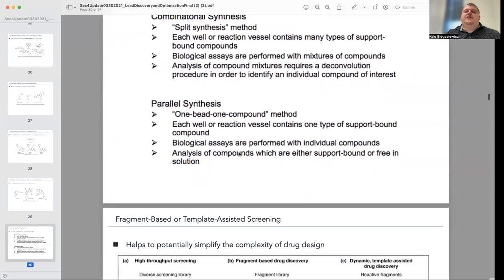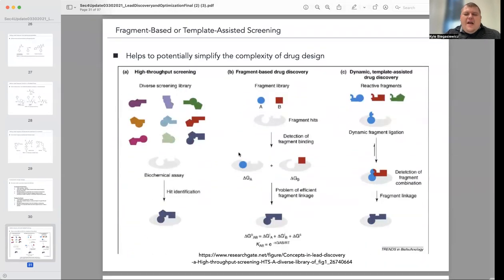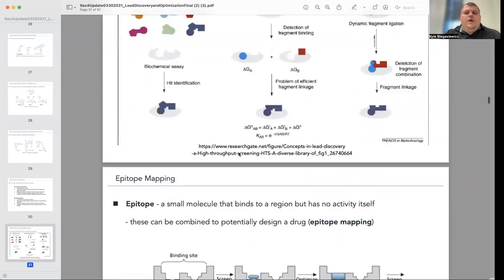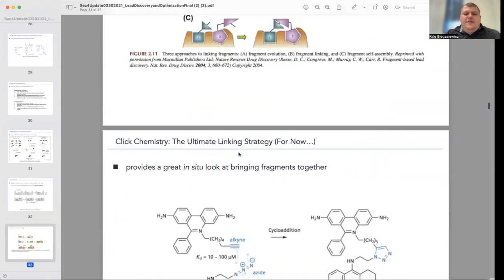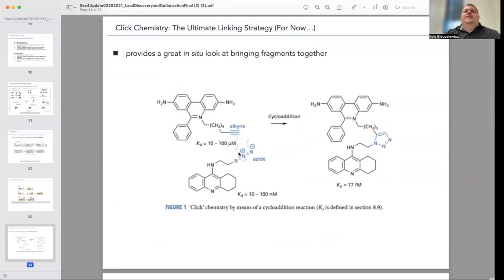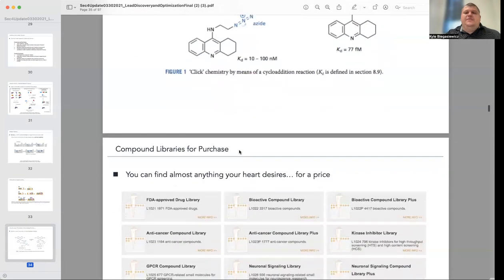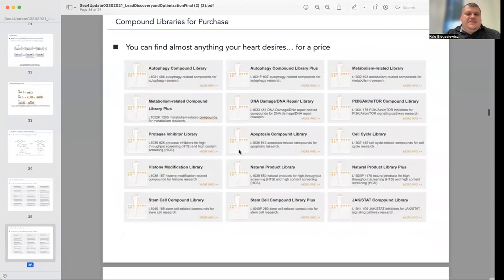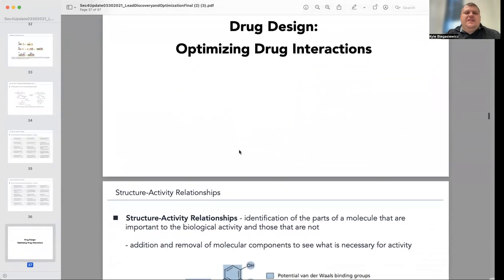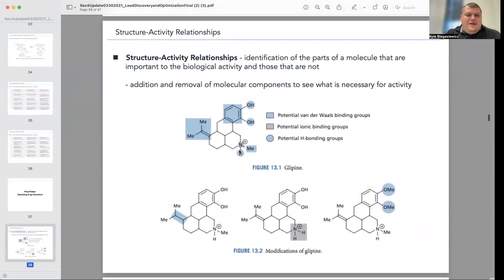30, combinatorial over parallel synthesis, not particularly important. I would spend some time looking at slide 31, slide 32, slide 33, and slide 34. Those collectively will be asked on the exam, that general concept of epitope mapping, for example. Slide 35, not important. Slide 36, not important for your studying. Obviously 37 is not either.